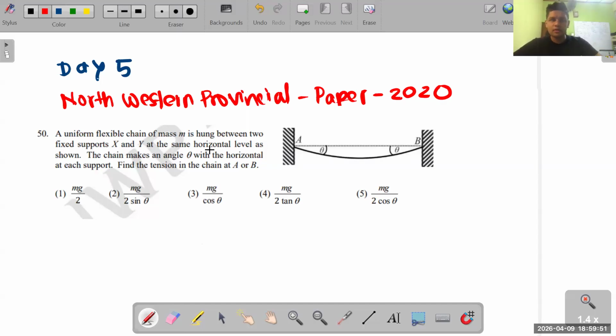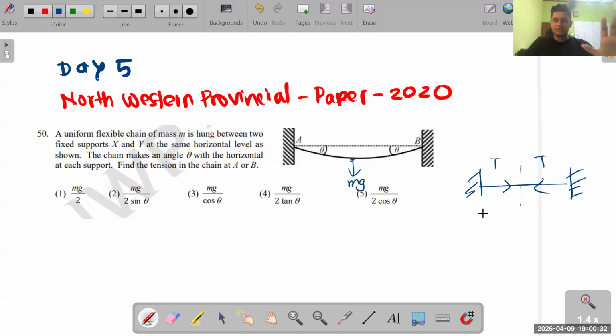Since this is a question related to forces, we should first know how to mark forces. This is a string, and they have said there's a mass acting. So I'll mark the forces. If there's a mass acting, there will be mg like this. Now this string has been moved downwards, can you see here? Normally if there's a string, it will look like this, and then the tension will be created like this.